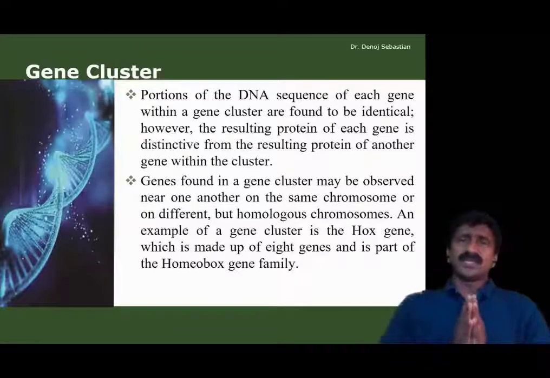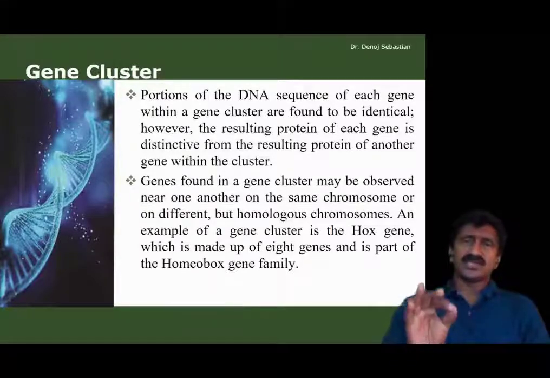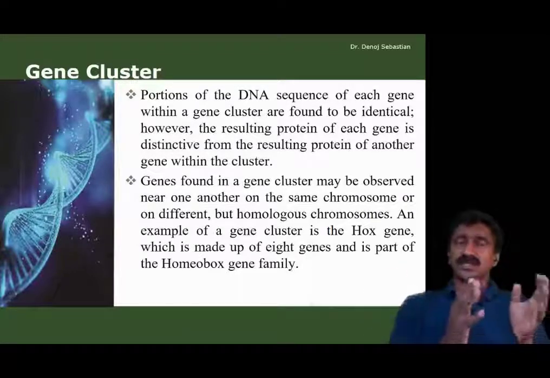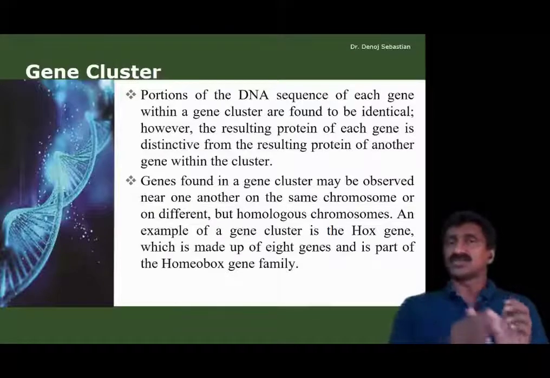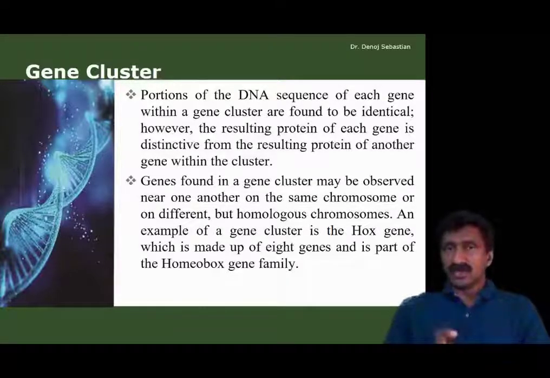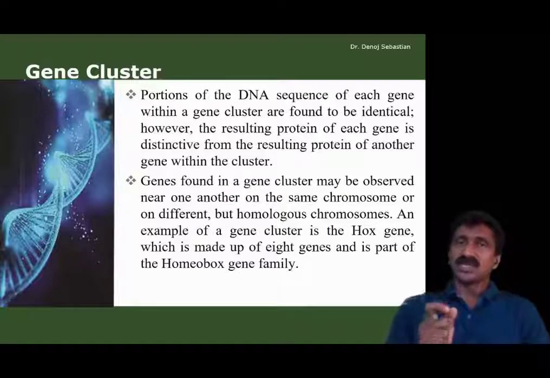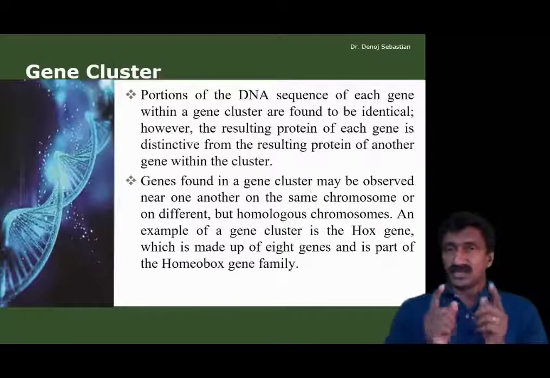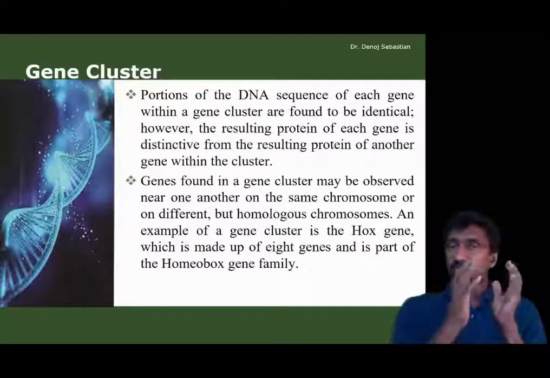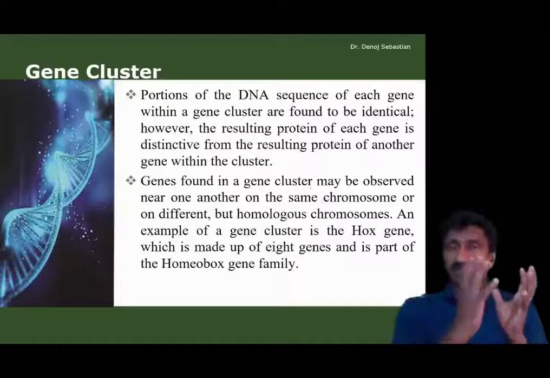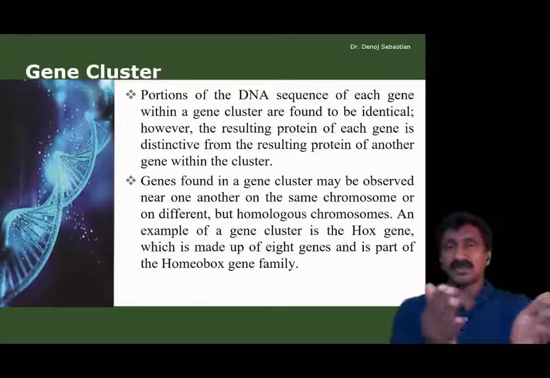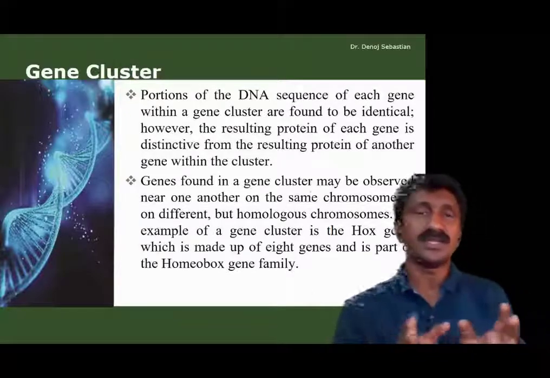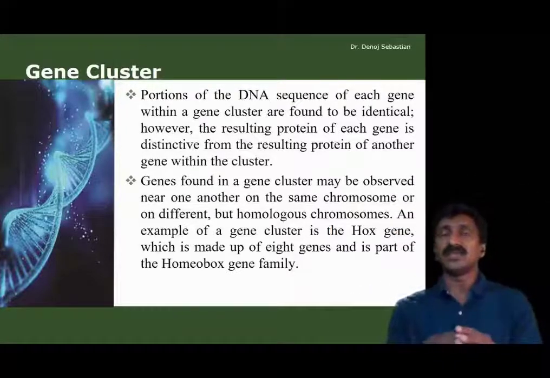A portion of the DNA sequence of each gene within a gene cluster is found to be identical. Not the complete sequence, but at least a portion of the DNA sequence of the members of the cluster will be identical. However, the resulting protein of each gene is distinctive from the resulting protein of another gene within the cluster. They are similar, with some common domain or similarity between the different members, but it is not the same protein. Structurally and functionally it will be related.